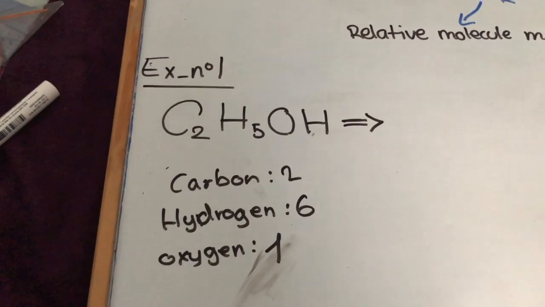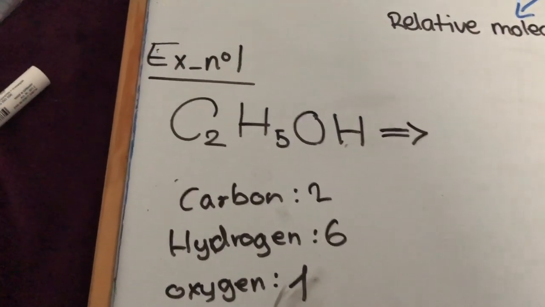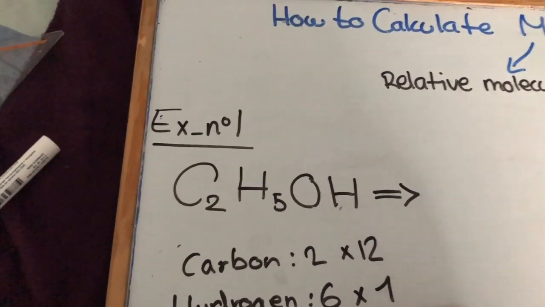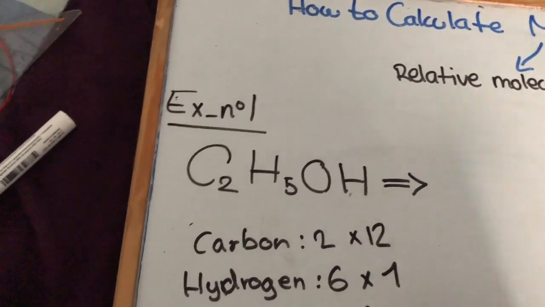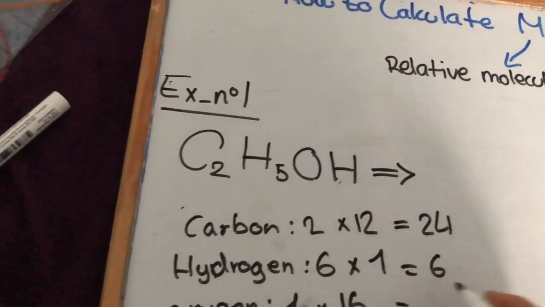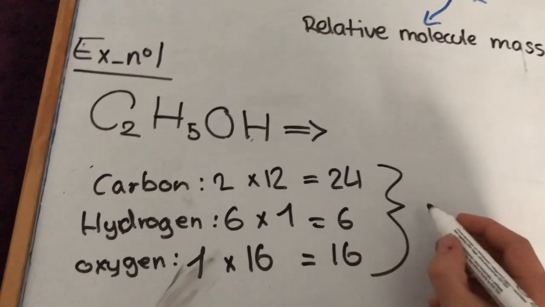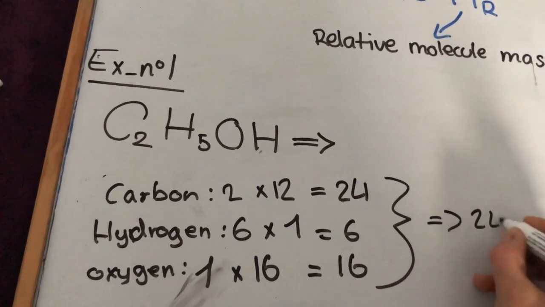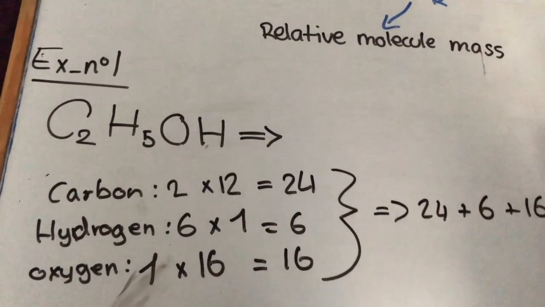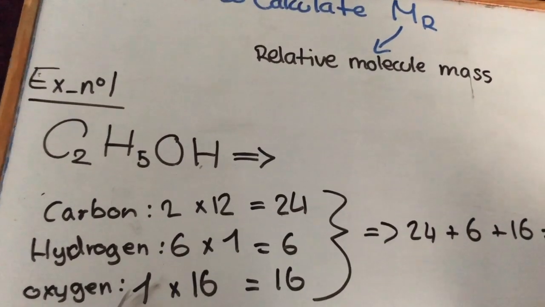which we can find in the periodic table. So for carbon, it's 12. For hydrogen, it's 1. And for oxygen, it's 16. This makes 24, 6, and 16. We're going to add all of these together, and that's going to make 46 Mr. There you go.